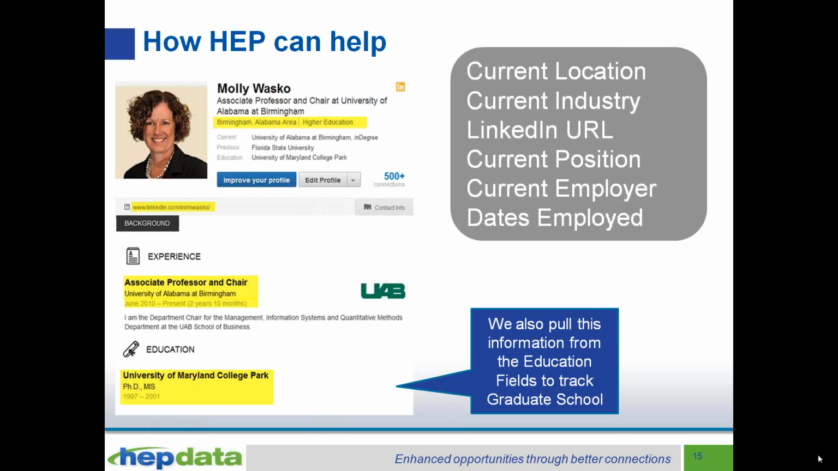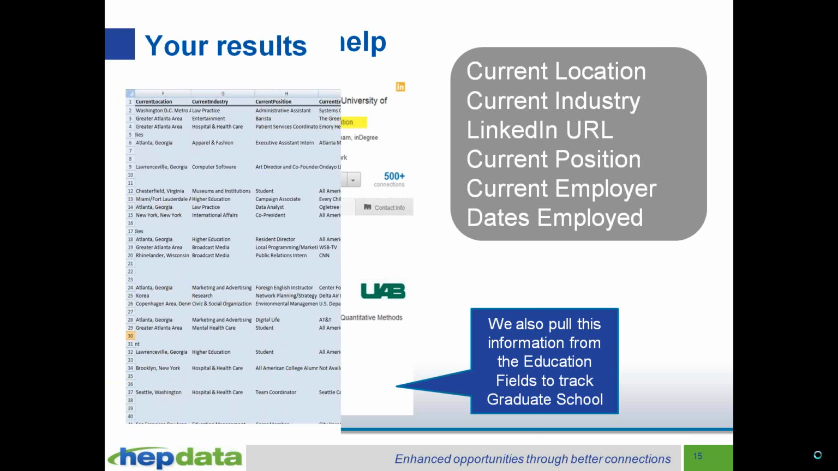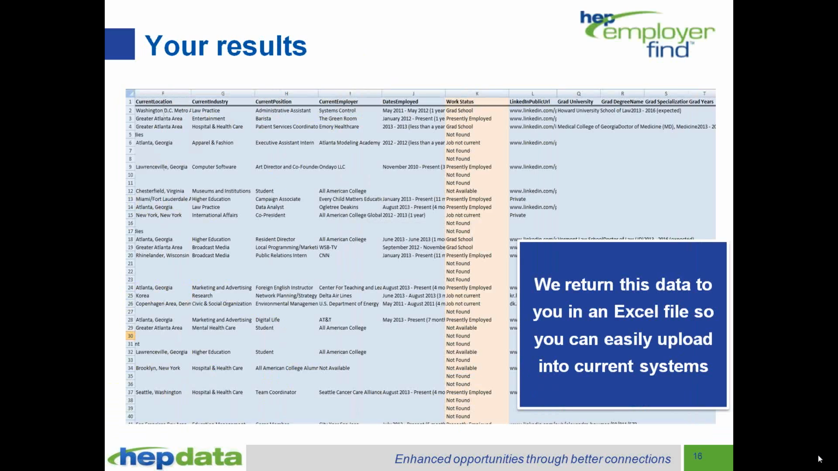And so here are the fields we actually match to on a LinkedIn profile. We'll do a search for the person, and what we'll bring back for you is their current location, the current industry they work in, their LinkedIn URL, so you have a way to reconnect with them, their current position, employer, dates employed, and we also pull back education from the education field so we can track people who've gone on to graduate school. We return this data to you in an Excel file so you can easily upload it into your current systems, add it to your exit survey data. You can do whatever you need to provide the analytics you need.